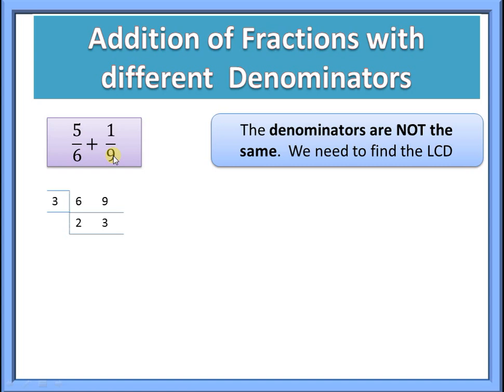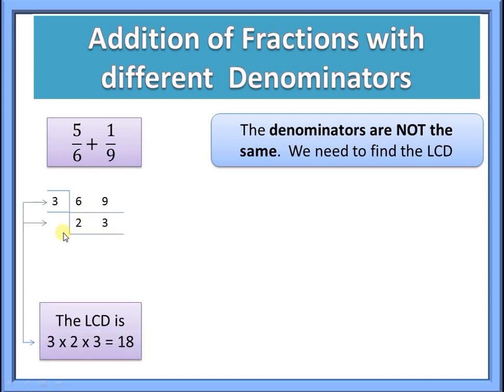So, this is how it looks like. The 6 and the 9 can be divided by 3. And the answer will be this. So, we cannot further divide this by a certain number, so we'll stop. So, our LCD will be 18.